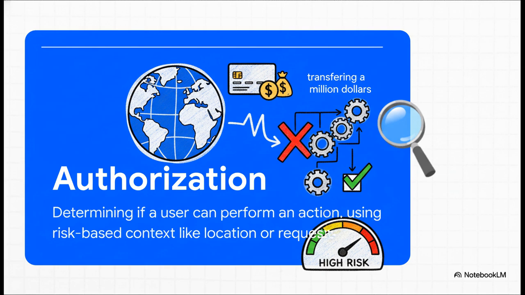So, you're in the door. Now what? That's authorization. But it's way more sophisticated than a simple yes or no. Modern systems look at context. Are you trying to transfer a huge amount of money from a coffee shop in a different country at 3 a.m.? Even if you have the right password, the system's going to look at that context, say, whoa, that's high risk, and probably block it or ask for more proof. It's all about assessing risk on the fly.